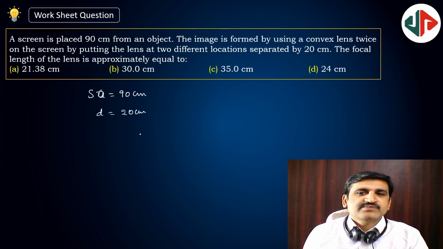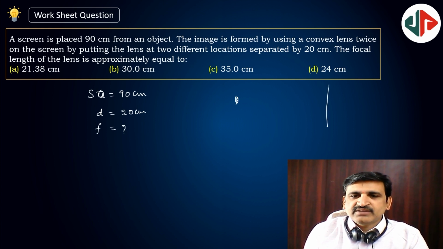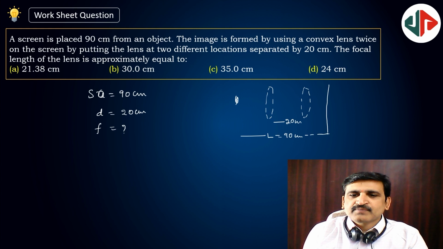Double placement. The focal length of the lens is approximately, focal length is equal to how much? Object will be here, screen will be here, and if the lens is placed here you can get the image. If the lens is placed here also, you'll get the image. This separation is 20 centimeter he gave, and this distance we will call L, equal to 90 centimeters he has given. And he is asking the focal length.